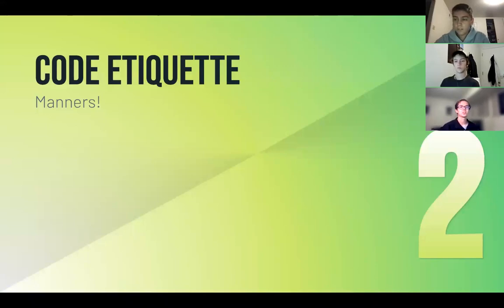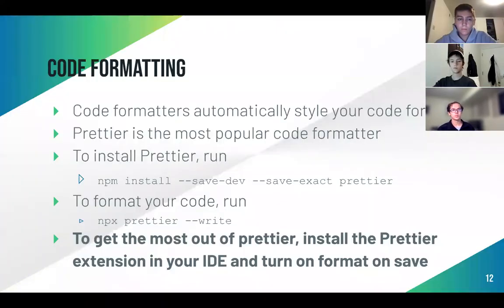Yeah, thanks, Cole. So now we're going to be talking about code etiquette, which is basically best practices when working with code, especially when working with other people. These first two tools we're going to be talking about are code formatters and linters. They're great tools that you just set up once and then they help keep your code base consistent and very easy to read. A code formatter will automatically style your code for you.